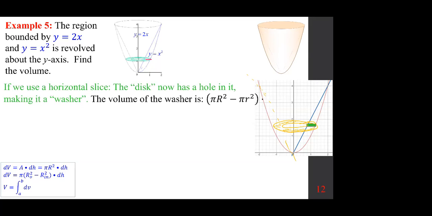So the volume of a washer is pi times capital R squared minus pi lowercase r squared. I put that because of the text that uses. I don't want to use that. I want to use pi times R out, O stands for out, R out squared minus R in squared. So take a look at what is the R out. Take a look at the strip.